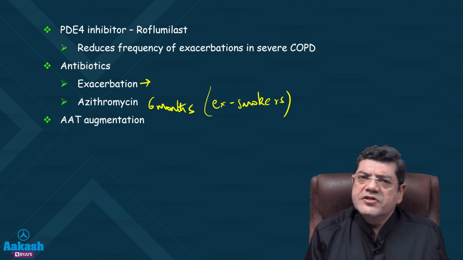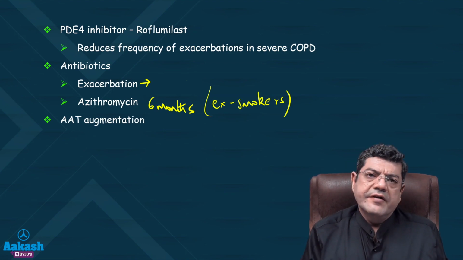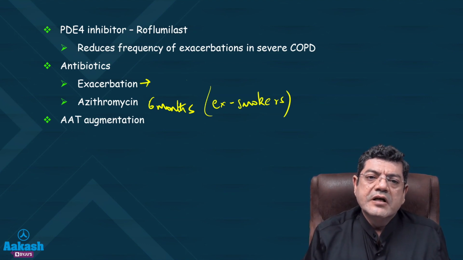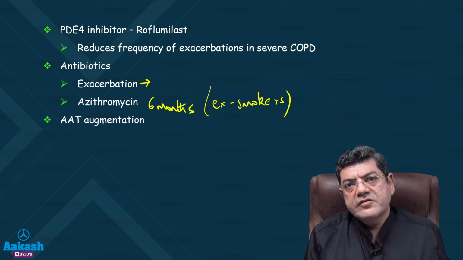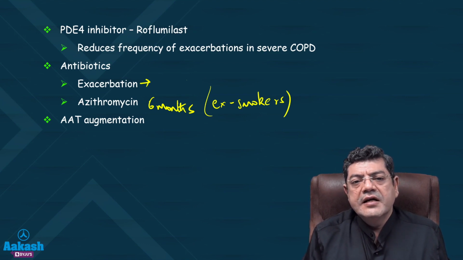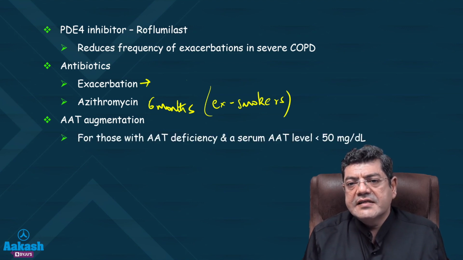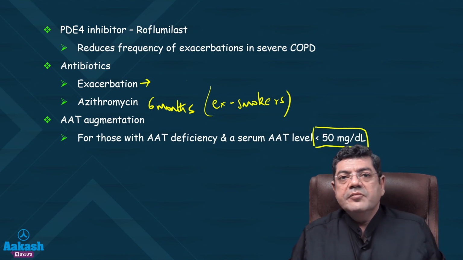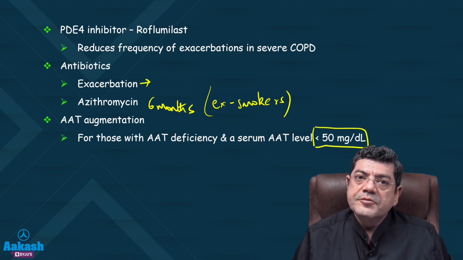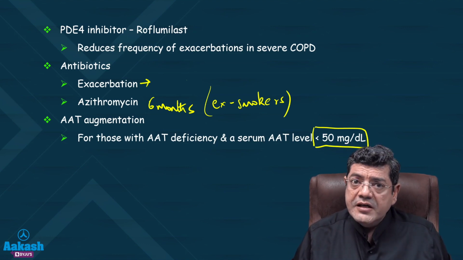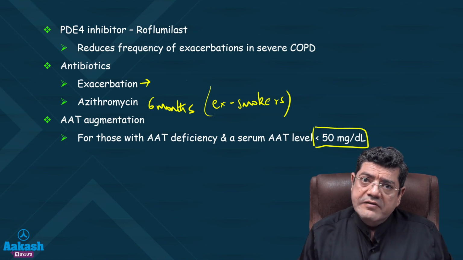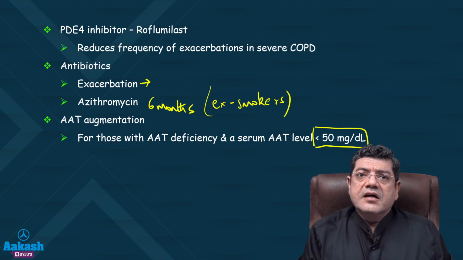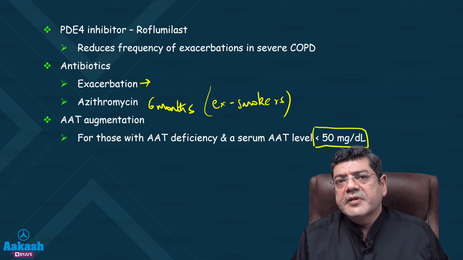Alpha-1 antitrypsin deficiency, for those patients who are deficient, you will give them weekly injections of alpha-1 antitrypsin replacement, and it's given for patients whose alpha-1 antitrypsin levels are less than 50 milligram per deciliter. Not every patient with alpha-1 antitrypsin deficiency will develop COPD. So those with levels less than 50 milligram percent are candidates for replacement IV injections given once a week, right?